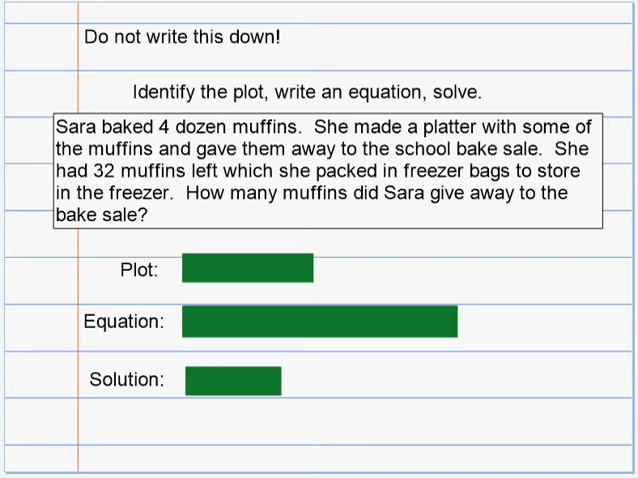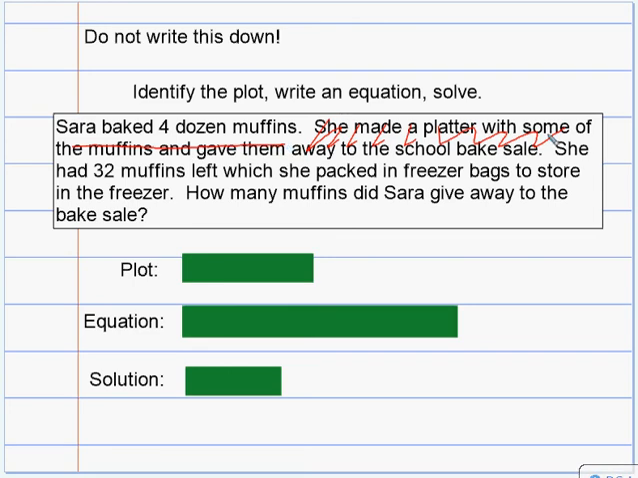Sarah baked 4 dozen muffins. She had a platter with some of the muffins and gave them away to the school bake sale. She had 32 muffins left, which she packaged in freezer bags to store in the freezer. How many muffins did Sarah give away to the bake sale? Okay, this is a really good example because there's a lot of information in here that you don't need to know. Does it matter that she made a platter and gave them away to the bake sale? Yes, because that's where they went. But do you need that information for the problem? No. So this becomes irrelevant.